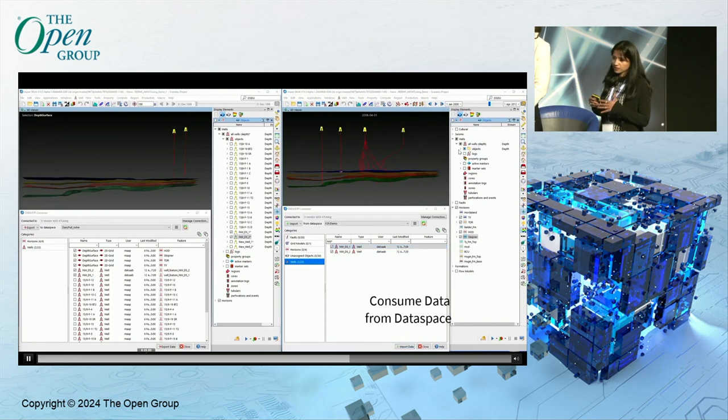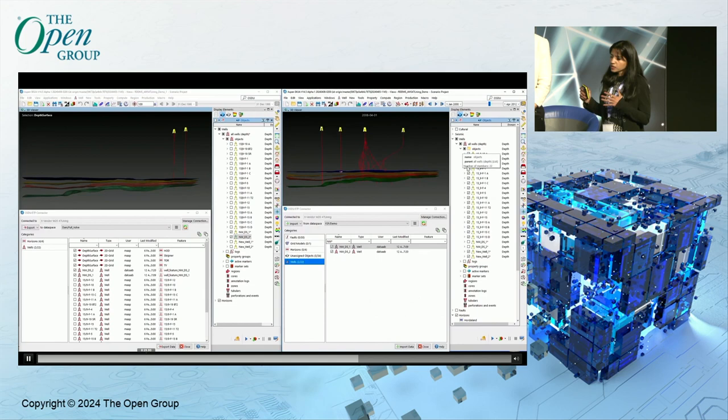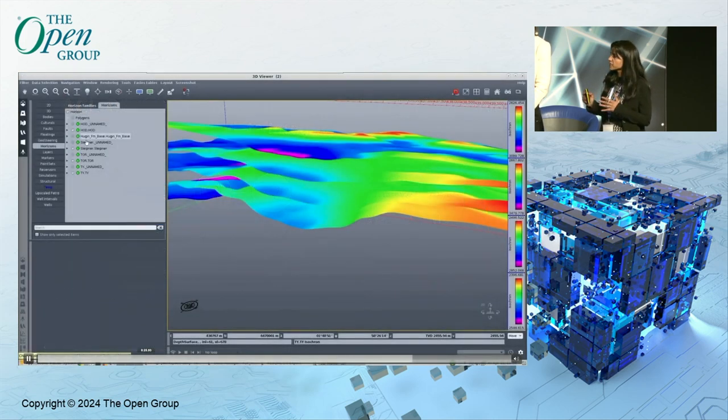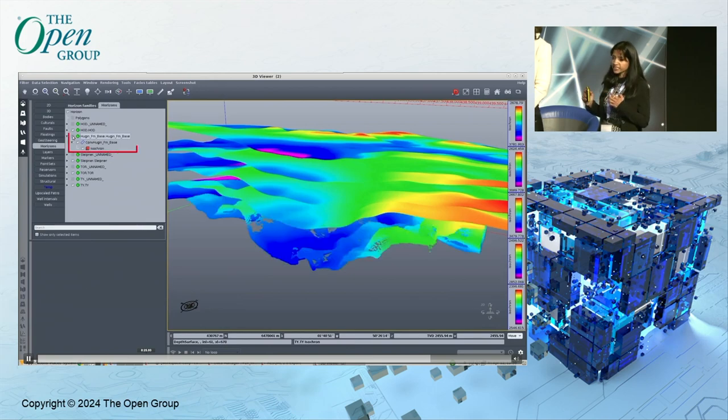So this demo shows that as an owner, you can read and write on the data space with the specific ACL permissions. Now we'll see TotalEnergies, which has just the permission of a viewer. As a viewer, they can just read, but they cannot write into the data space.